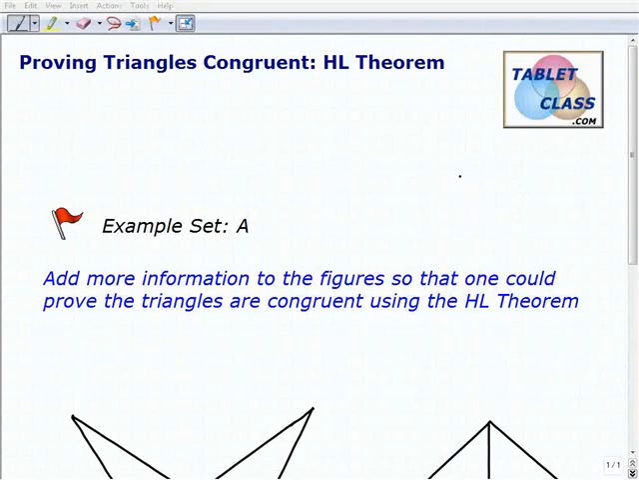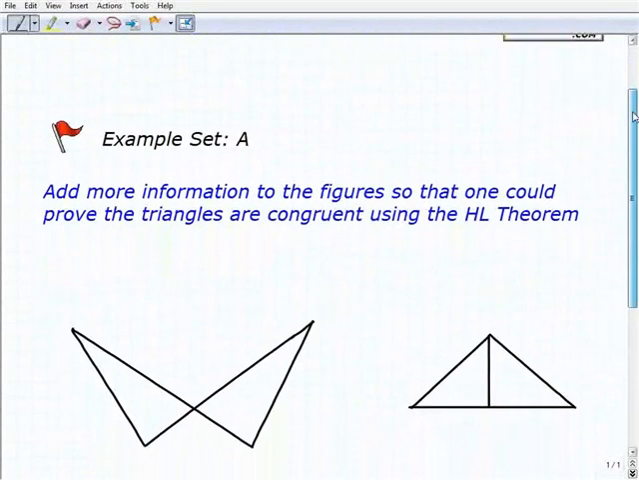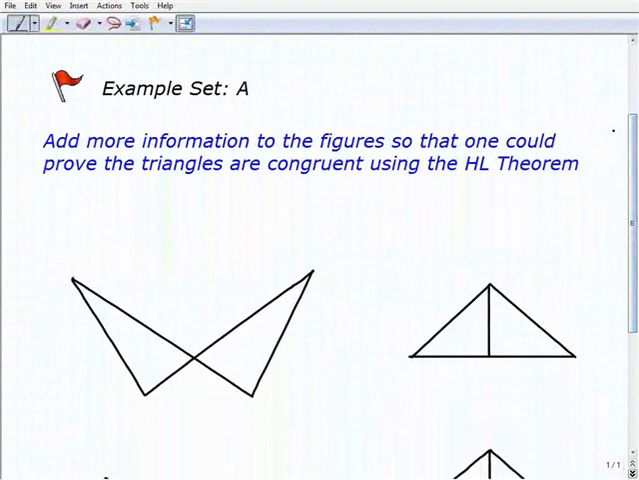Hello, welcome to the video on proving triangles congruent using the HL theorem, or the hypotenuse-leg theorem. This is our first example set A, and this is going to be a quick, fun little exercise. All we're going to do here is add more information to these figures, to these sketches, so that one could prove that the triangles are congruent using the HL theorem.